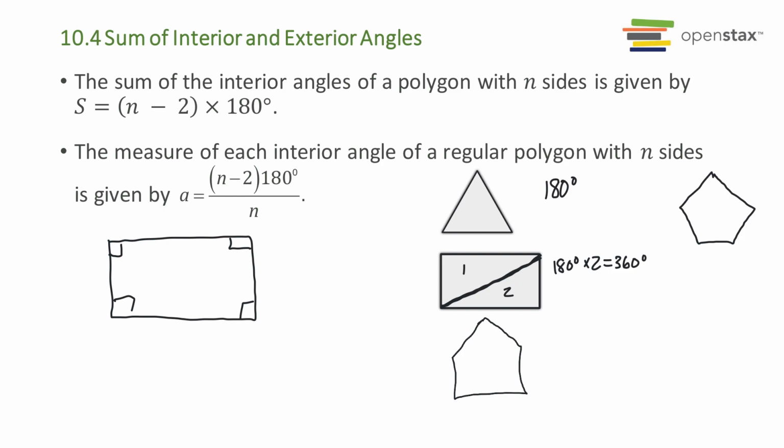We could do that same thing here with the pentagon. If we cut it along the diagonals there, then we create 1, 2, 3 triangles. And so that's going to be 180 degrees times 3, right? So 180 degrees times 3 is 540 degrees.